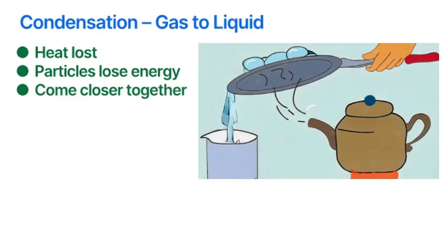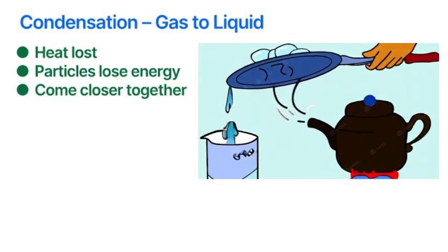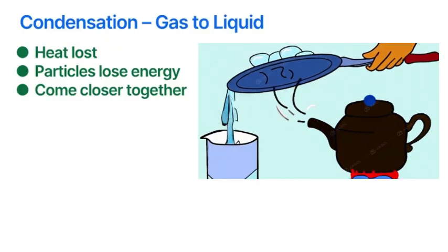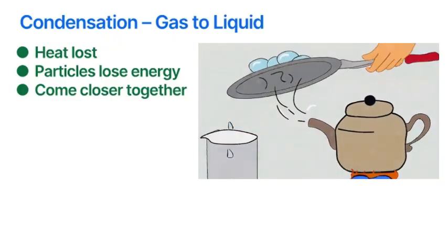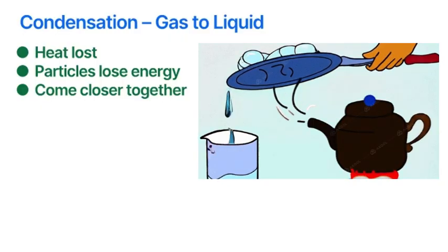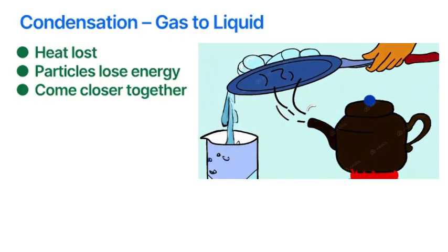As they cool down, the particles move more slowly and lose energy. They start to come closer together as the attractive forces between them become stronger. Eventually, the gas becomes dense enough to form a liquid.